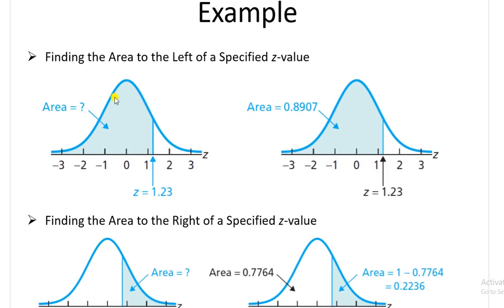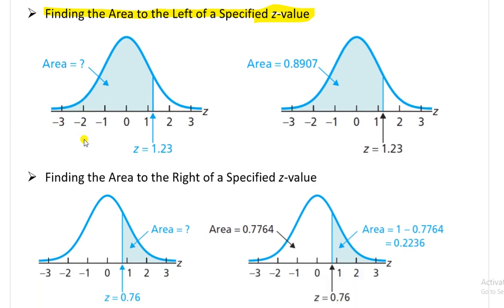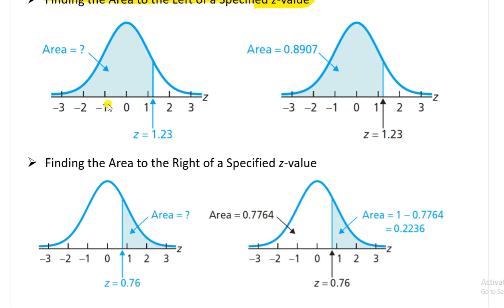Let's see an example: how to find the area to the left of a specified z value. If a z value is given, how can I find the area on the left? If you look at the tables, a table gives you the area on the left.